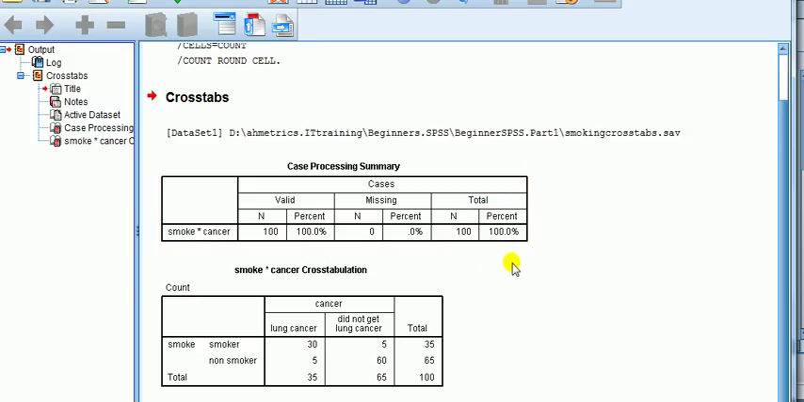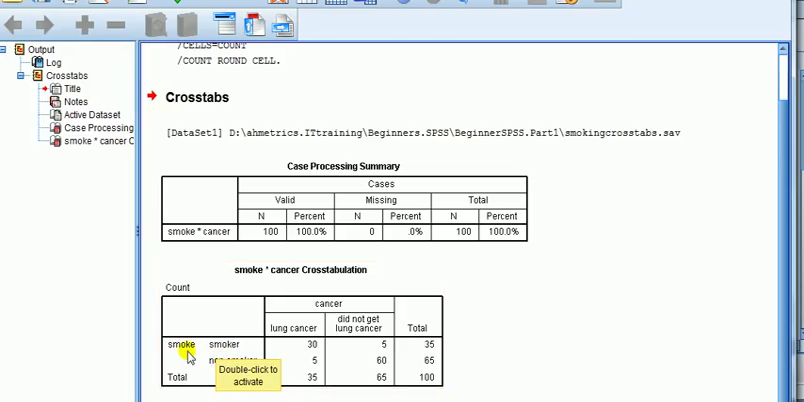There are two tables. The first one is not of interest, it's just telling us that we've got a sample of 100 people and no missing data. Okay, the next one, the crosstabs table. Reading it, we can see that smoking is split into two categories, smoker and non-smoker, and cancer is split into cancer and did not get cancer. And then we've got totals, the row totals and the column totals.